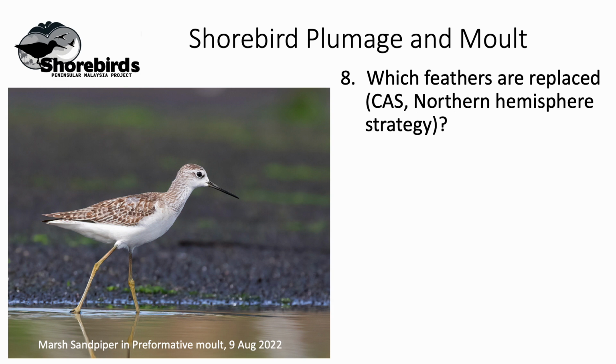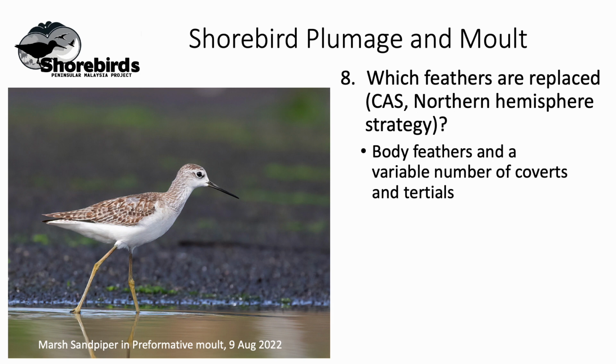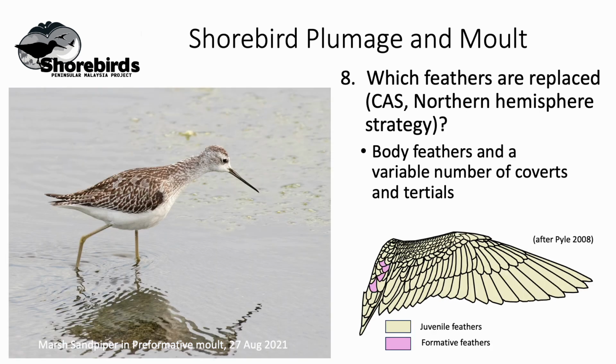So which feathers are replaced? Let's again look at marsh sandpiper as an example. Here is a marsh sandpiper photographed on the 9th of August, and this one's taken on the 27th of August, and we can see that there are just a few formative feathers among the scapulars there. You can see the ones I've picked out in pink, but actually on the bird they're a plain grey as opposed to the patterned juvenile feathers.